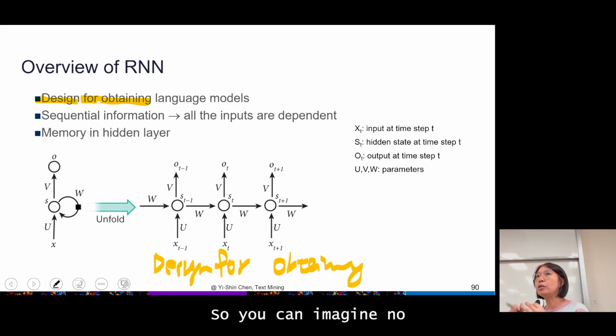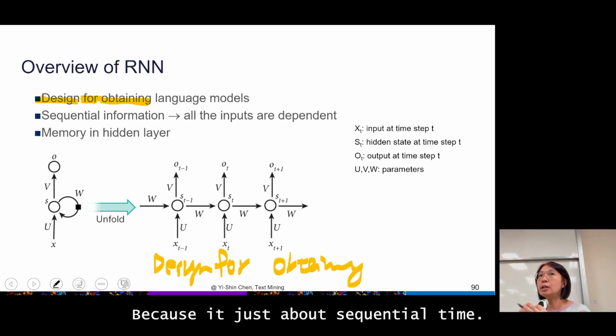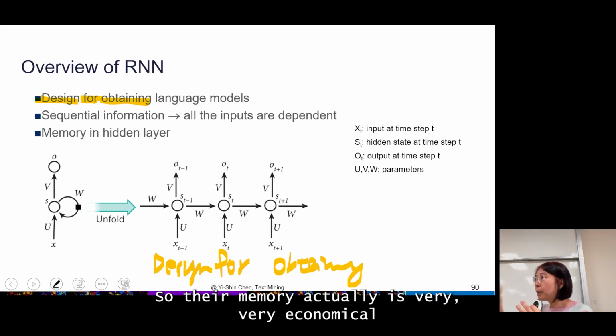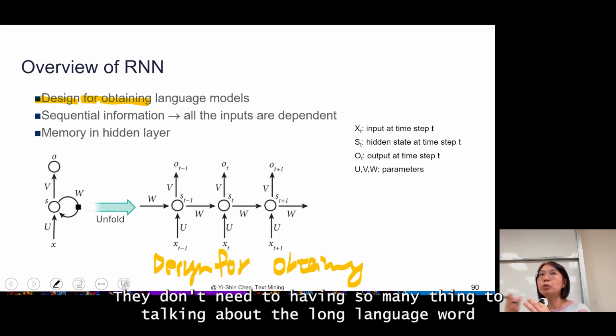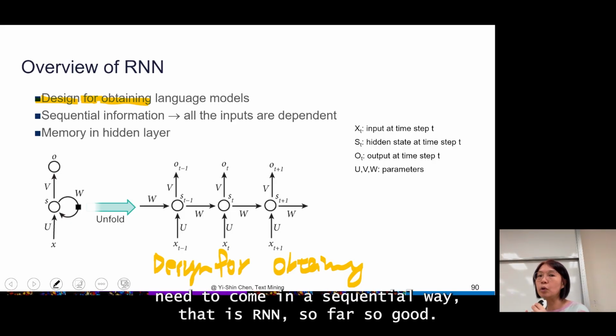So you can imagine, no matter how long the document is, the RNN mechanism can totally capture it, right? Because it is just about the sequential time. They come in second, third, fourth, fifth, sixth, seventh, eighth. So their memory is very economical. They don't need to keep so many things to handle a long language sequence. They can do everything in this one, but everything needs to come in a sequential way. That is RNN. So far so good?